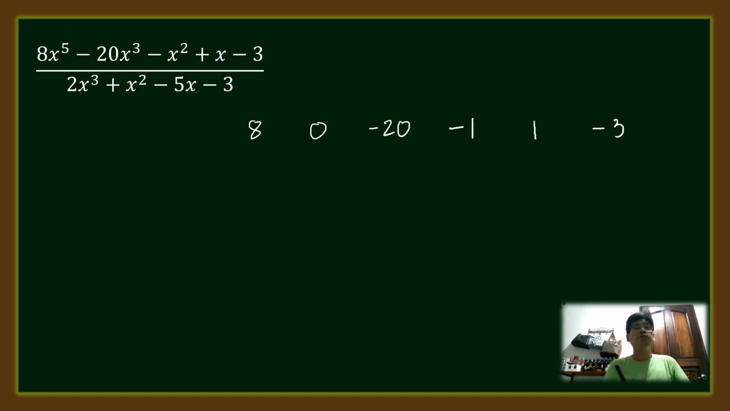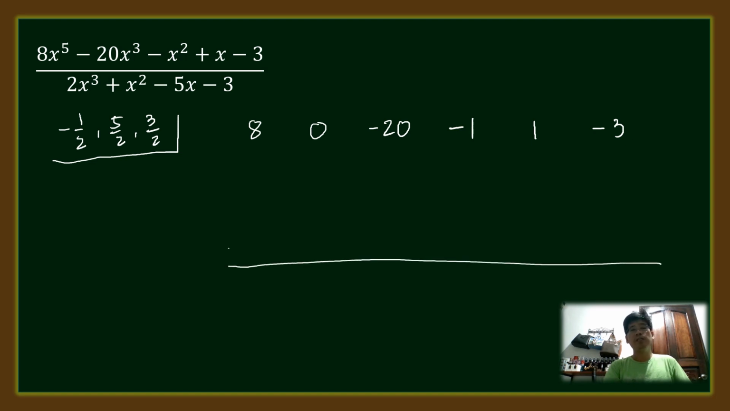Since the leading coefficient of the divisor is 2, we will divide all the coefficients of the other terms by 2. And then our synthetic divisors will be the opposite sign: negative 1/2, positive 5/2, and then positive 3/2. Let us begin by bringing down the first coefficient, that is 8.